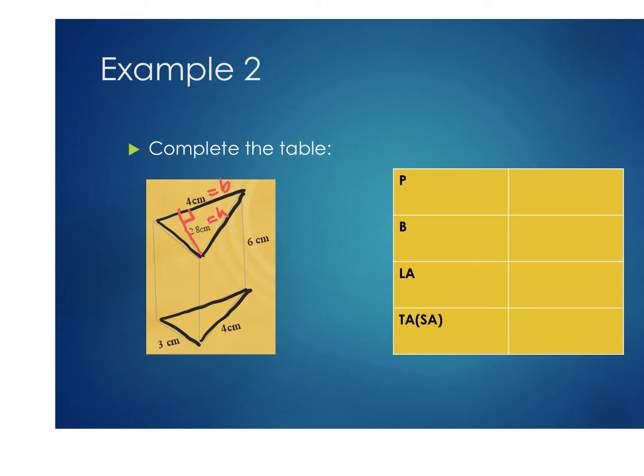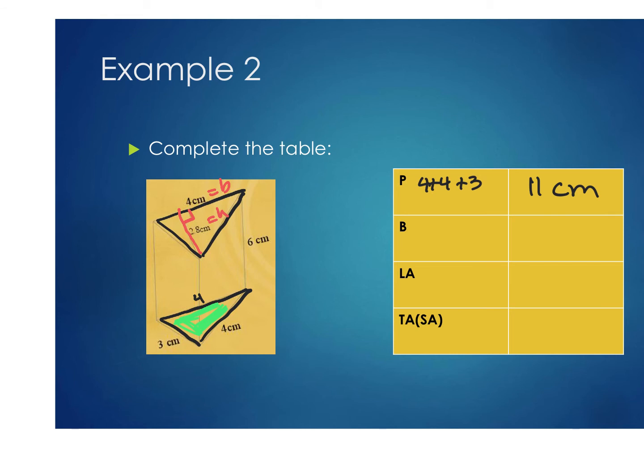And again, I could add the 4 here for this side. So for the perimeter of the base, my base shape is this triangle. So I'm going to add 4 plus 4 plus 3. And I get 11 centimeters for the perimeter.